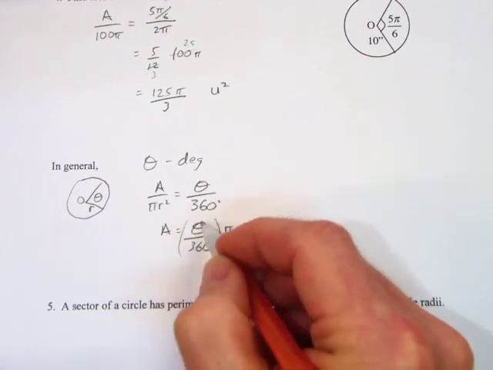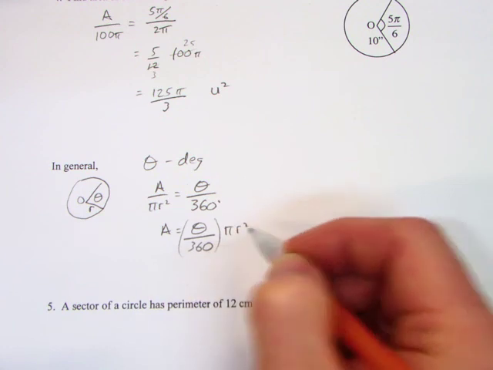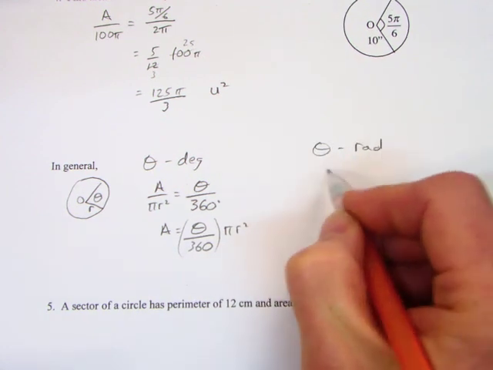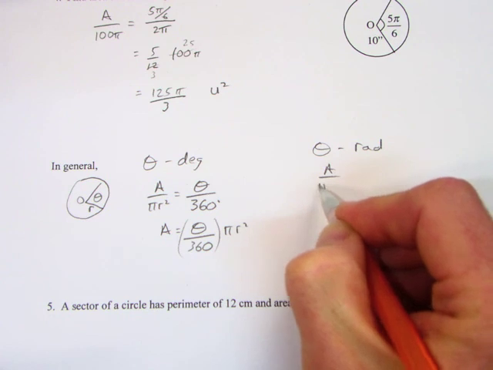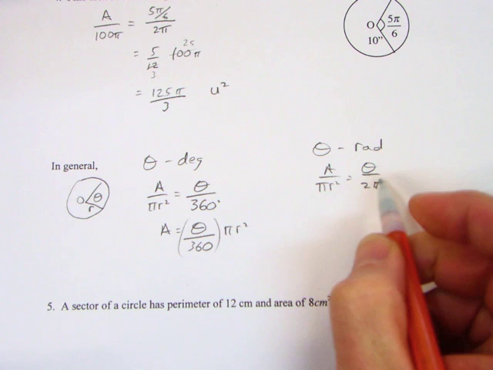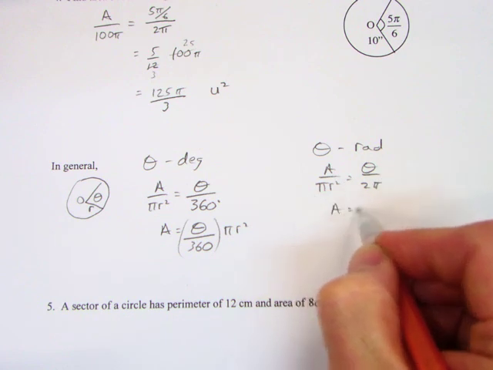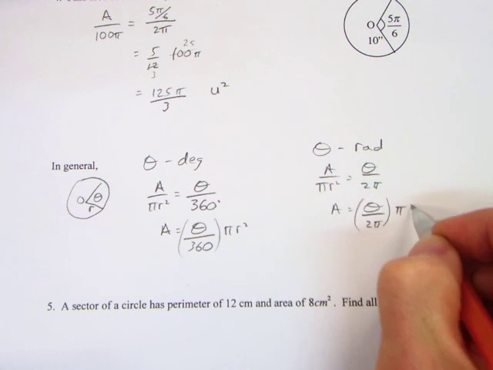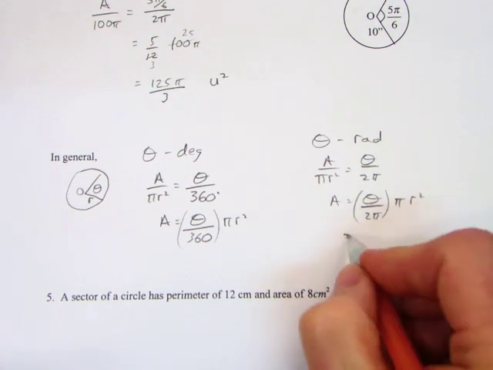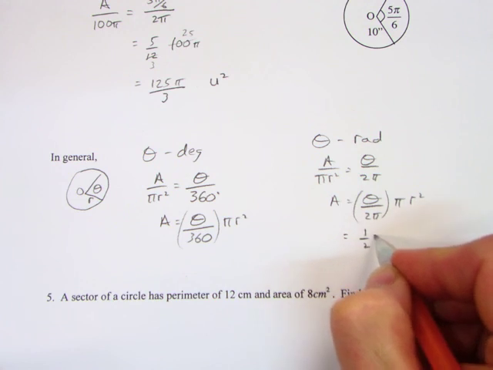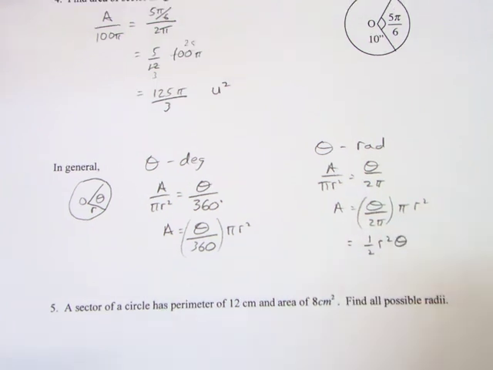But we could also think, what fraction of the area am I looking for? Theta is in radians. So we'll have area is to pi r squared as theta is to 2 pi this time. So the theta is to 2 pi. What fraction of pi r squared do I want? And you can say that this is the same as 1/2 r squared theta.